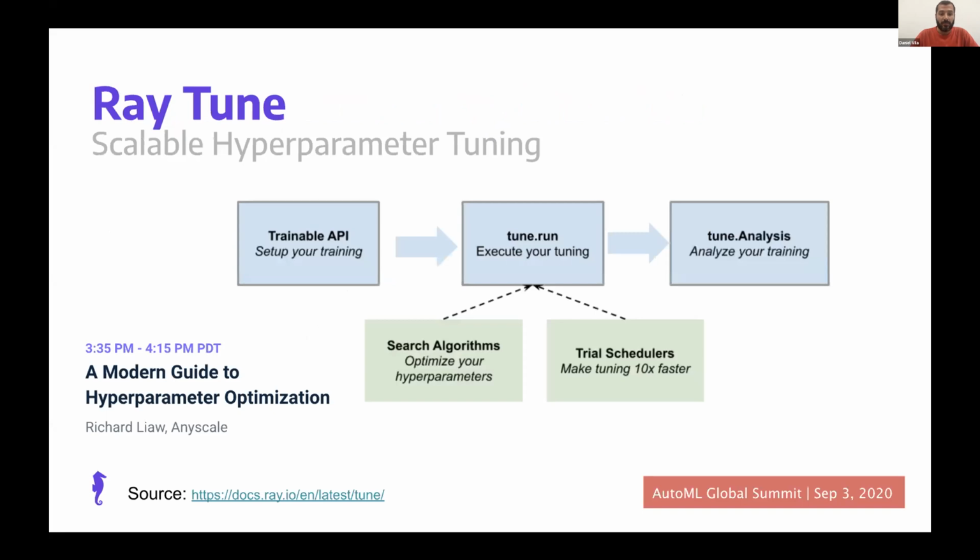So I will be using a specific HPO library, which is Ray Tune, and I invite you to go to the talk today from Richard from Anyscale. I think he will do a great job to explain all the parts, and I will basically show some examples on how to use Ray Tune for NLP, things like search algorithms, schedulers, and so on.